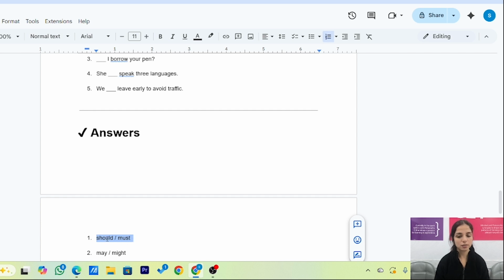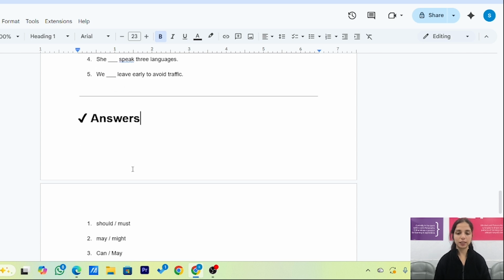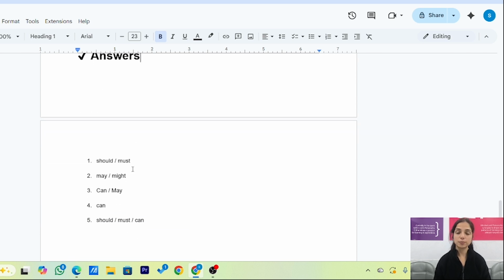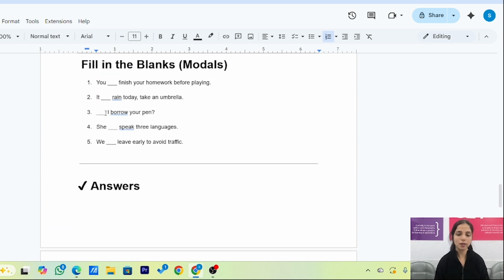So if it is a suggestion, you will go for should. But if it is a compulsion, you will go for must. Got it? Then the second is: it dash rain today, take an umbrella. Now there is a possibility. So we can use may or might. हो सकता है आज बारिश हो या शायद आज बारिश हो. Depending upon the chances, we use may and might.